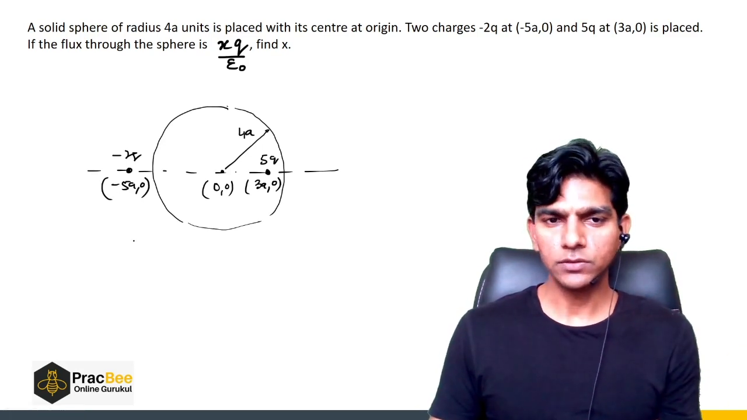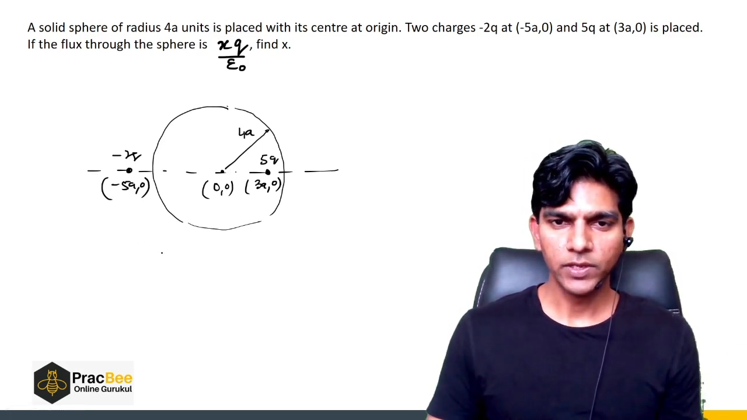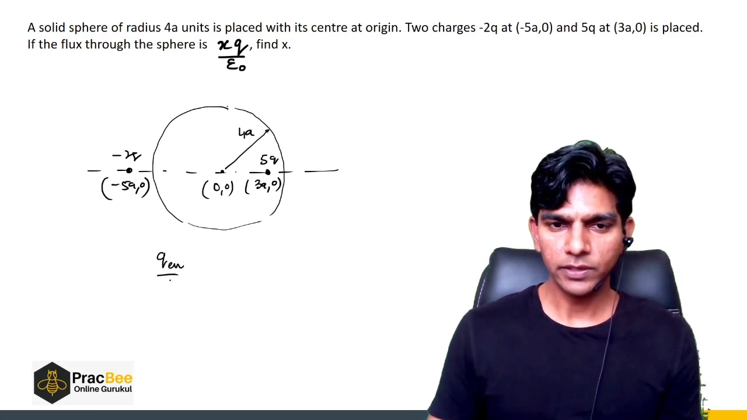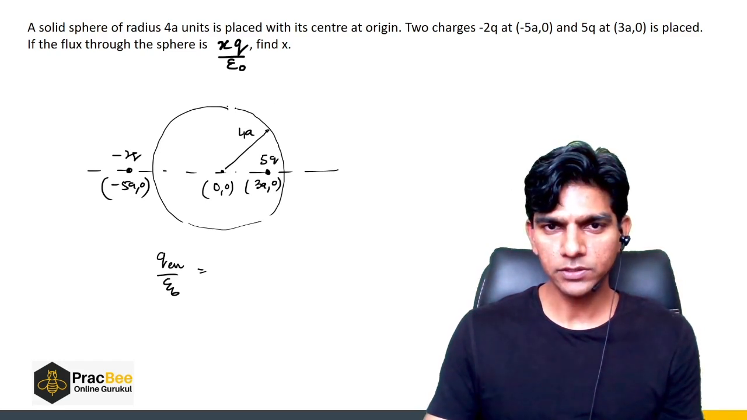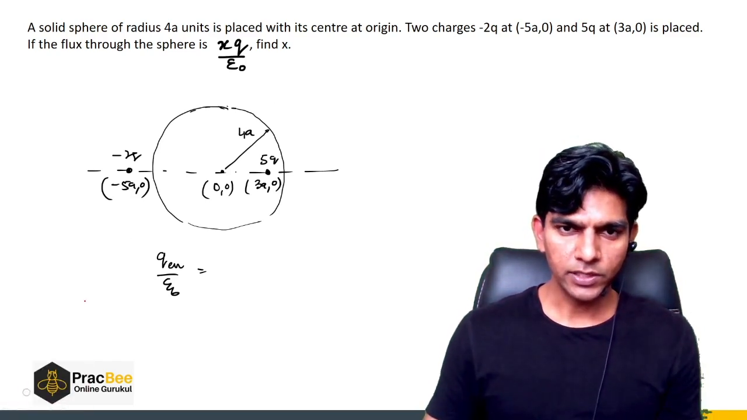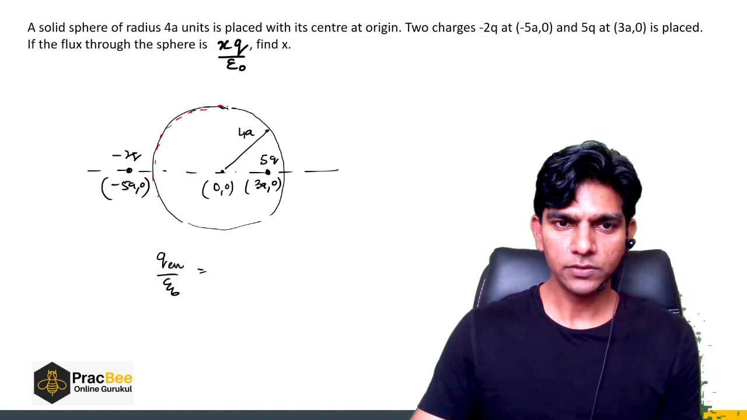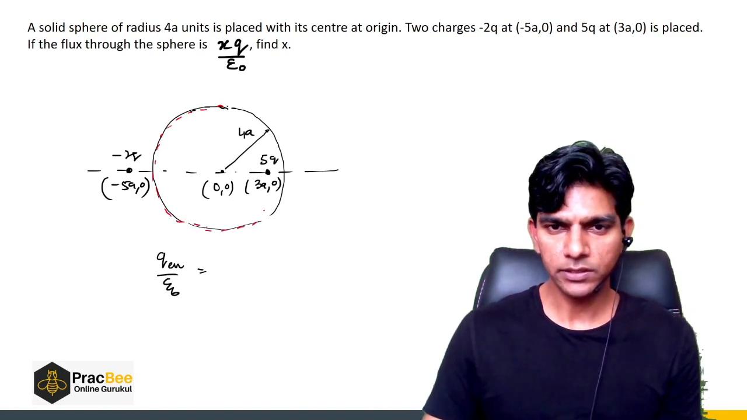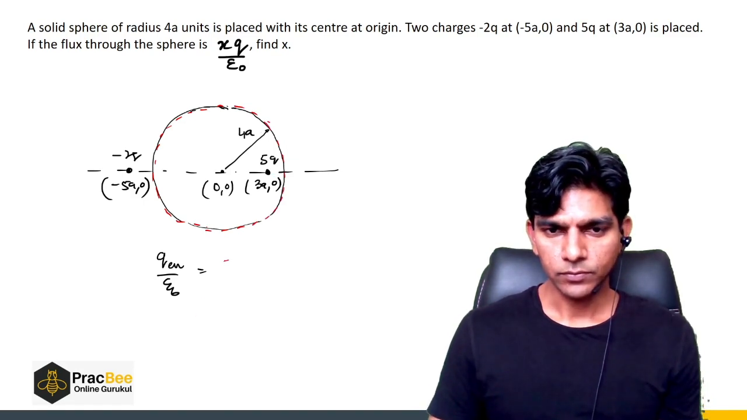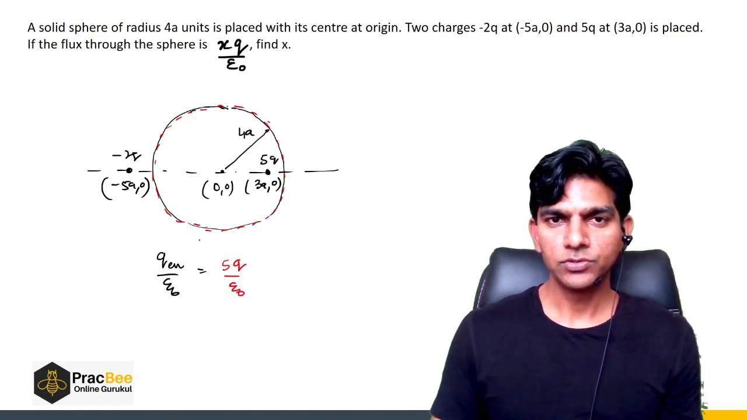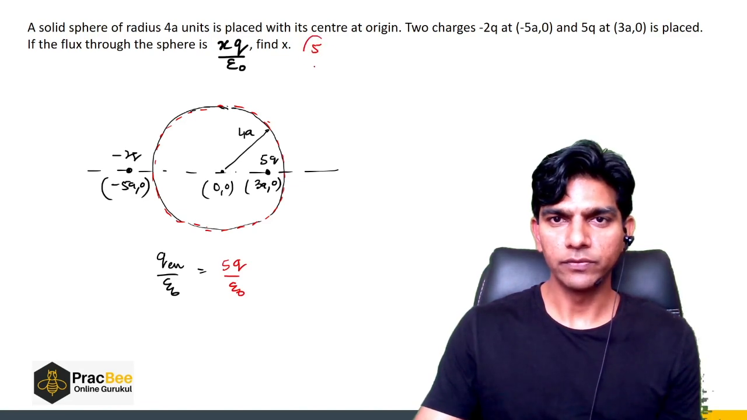A very basic question. So by Gauss's law we can say the flux will be q enclosed divided by epsilon naught, and whatever charge is enclosed by the Gaussian surface, I am considering this sphere as my Gaussian surface. If this is my Gaussian surface, then the charge enclosed in this is nothing but 5q, right, by epsilon naught. So x will be nothing but 5. So that is the answer.